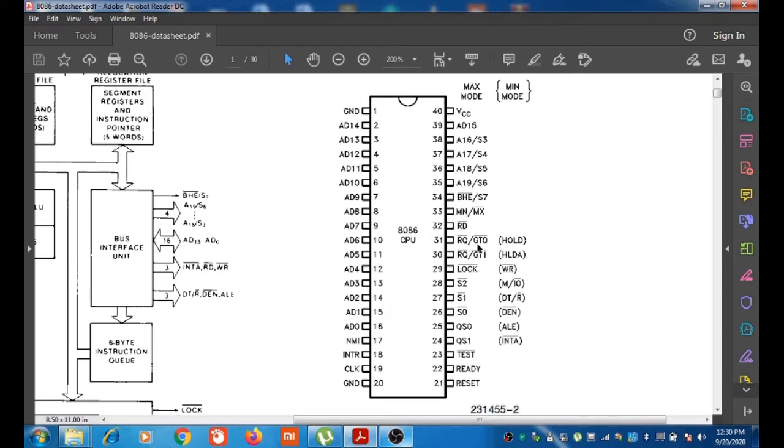And see this pin number 31, 30, 29, 28, 27, 26, 25, 24. These pins have different functions in minimum mode and maximum mode. For example, pin number 27 operates as a status signal S1 bar in maximum mode, and it operates as DT/R bar in minimum mode.